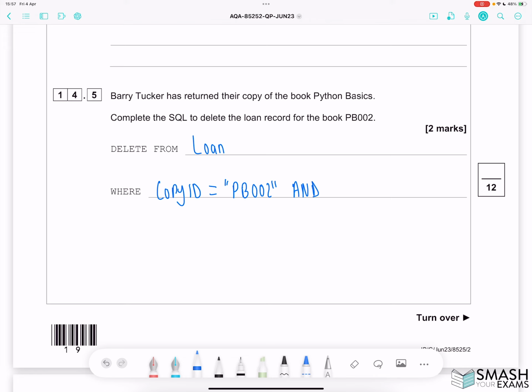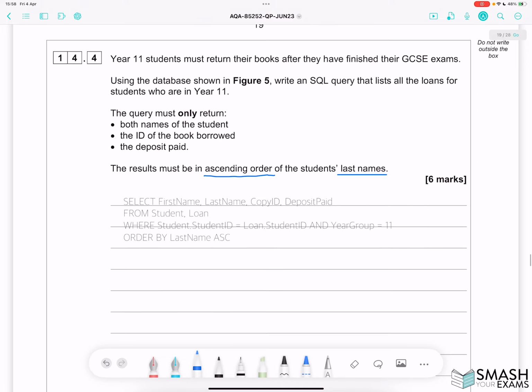And we need Barry's student ID. Okay, so because we don't want to just delete that book for anybody, do we? So we'll say student ID equals, and I need to go and get Barry's student ID.